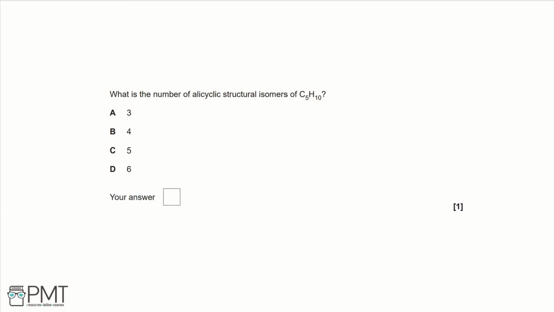What is the number of alicyclic structural isomers of C5H10? A 3, B 4, C 5, or D 6? For this question, I'm going to start by drawing different structural isomers of C5H10. And then we're going to look at which ones are alicyclic. So here is our first one where we've got a double bond, we've got 5 carbons and 10 hydrogens, but we could have the double bond at different points in this carbon chain, which I'm going to draw now.